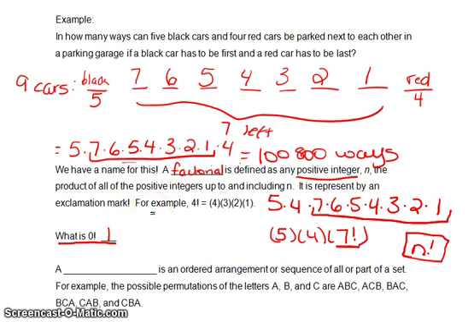So let's get into what a permutation is. A permutation is an ordered arrangement or sequence of all or part of a set. For example, if we were to look at the possible permutations of the letters A, B, and C, we can come up with these wonderful different arrangements. So there's ABC, ACB, BAC, BCA, CAB, and CBA.